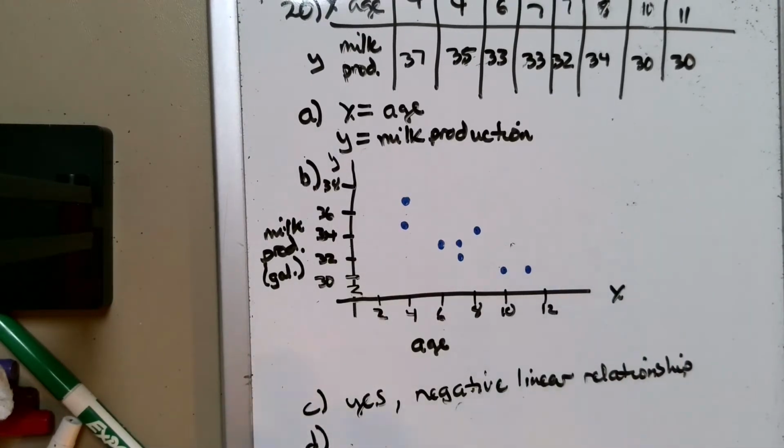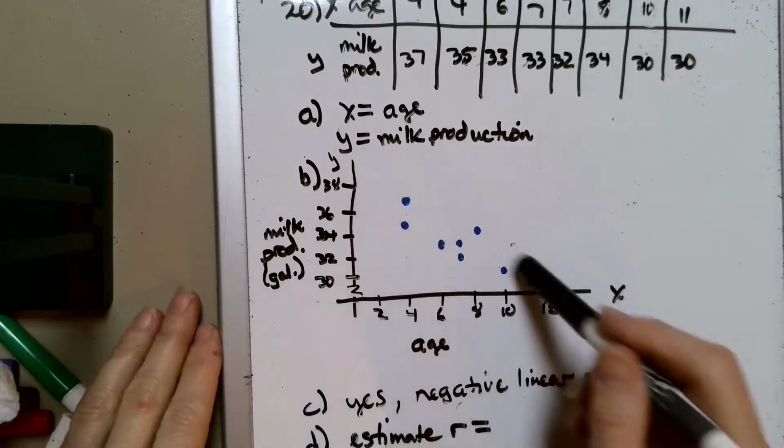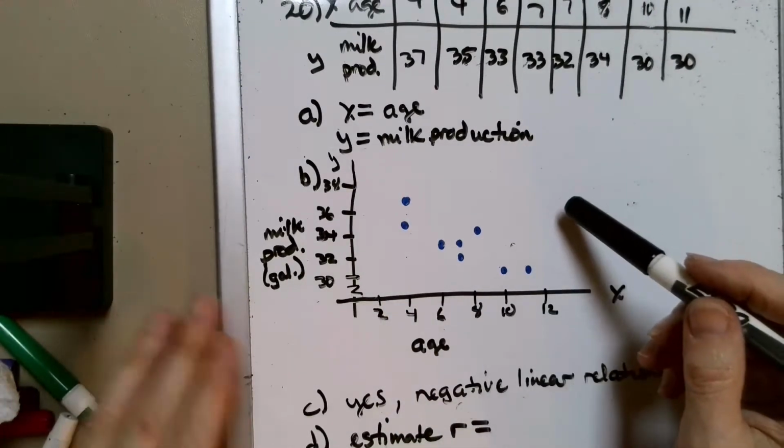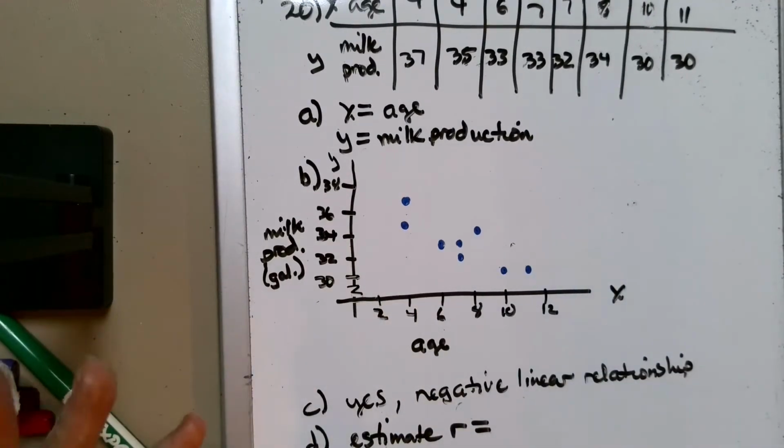And D, it says calculate R. Now remember, I wrote in the directions that instead of calculating R, you're going to estimate R, because we did not have time to calculate R. So R is the linear correlation coefficient. This has a value always between -1, if it was a perfect negative linear correlation, and +1 if it was a perfect positive. And the closer it gets to 0, the weaker the correlation looks.